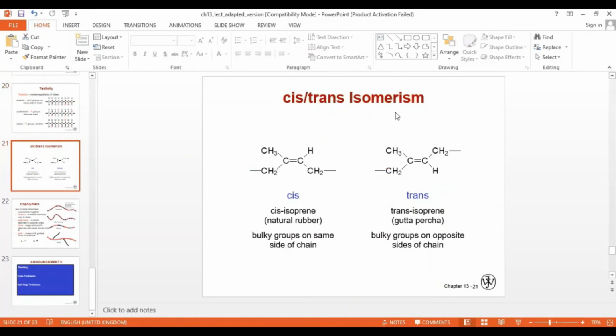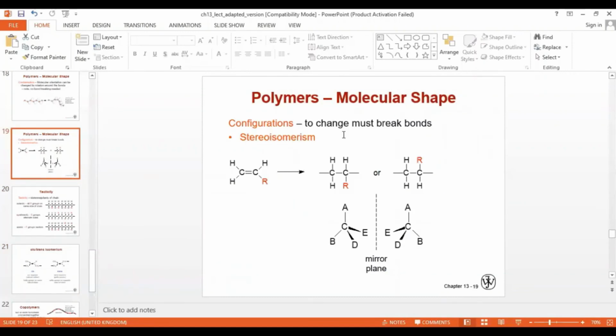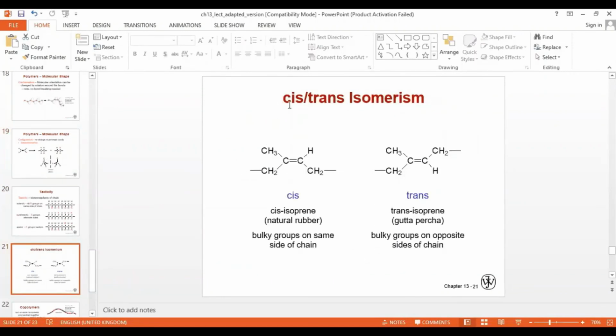Then I have cis-trans isomerism. Previously, you have already seen stereoisomerism, right? This is stereoisomerism. Here, this is cis-trans isomerism. Don't confuse it with that. First, we'll see what is cis.